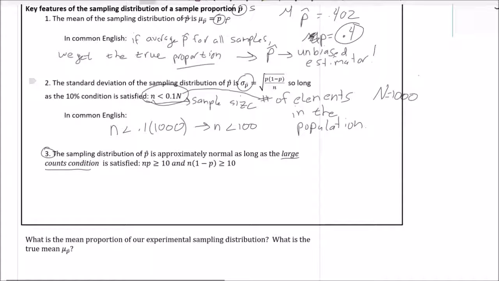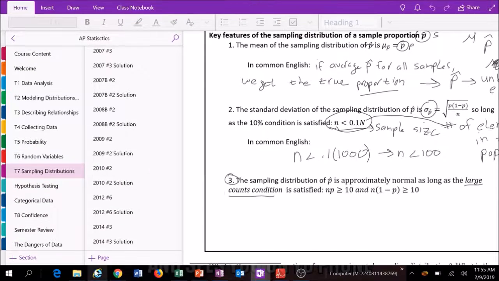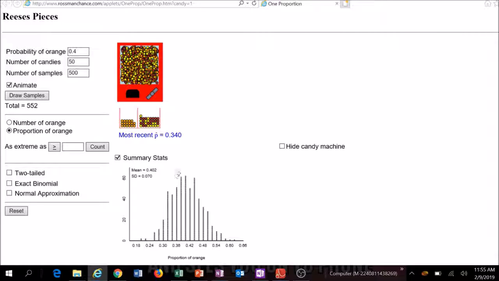So let's try it. We're going to find the mean proportion, and then we're going to talk about the true mean. The mean proportion, we had that from a minute ago. That was actually calculated from our applet. Let's go back to the applet for just a second. Right here for what we did, the mean was recorded at 0.402. That was the mean of all of these sample proportions, all the p hats, because each of these data points represents one of the values of p hat. So that was our sample mean.